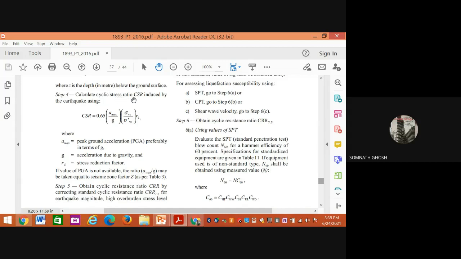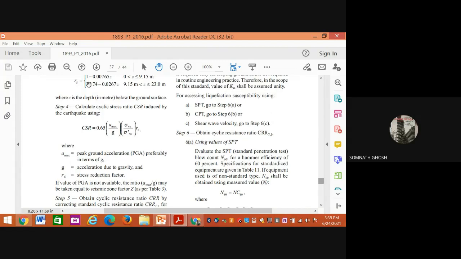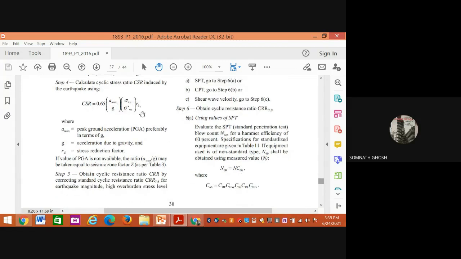Calculate the cyclic stress ratio, CSR, induced by the earthquake. This is the expression. This is the peak acceleration by g, this particular thing, right? For some places 0.16, for some places 0.24, depending on the seismic zone. This is the overburden stress ratio that you calculated. rd you have just calculated. So you get the CSR.